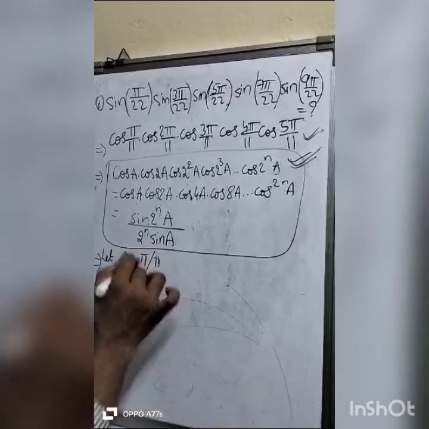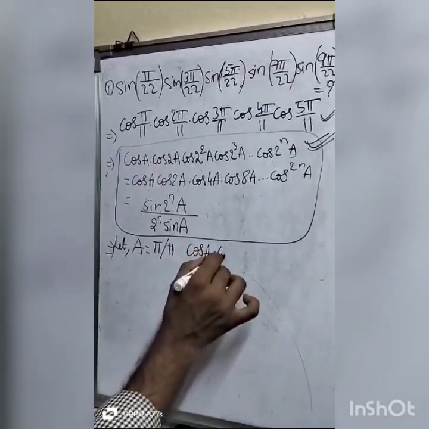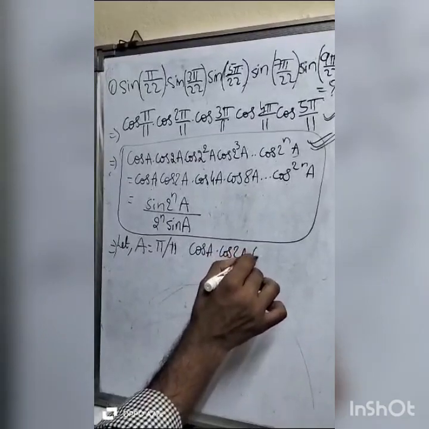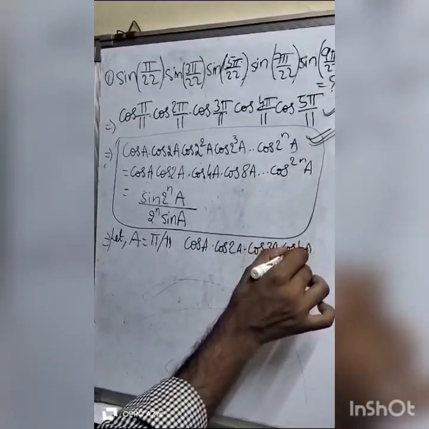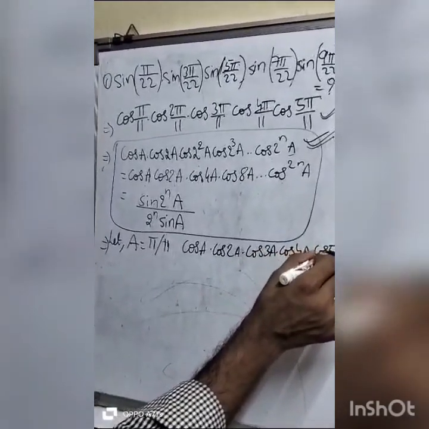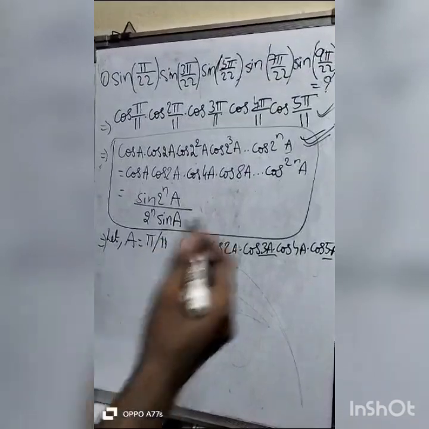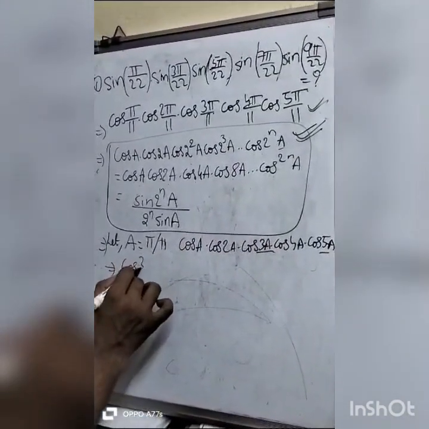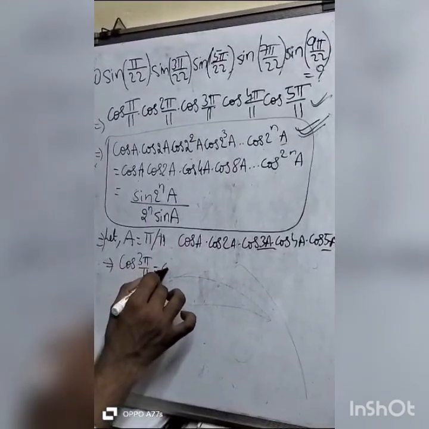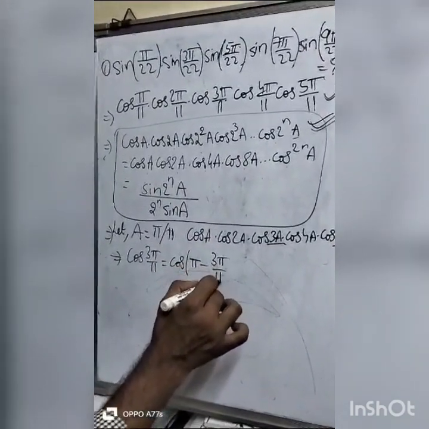After assuming this, I will write it from the above expression as cos a into cos 2a into cos 3a into cos 4a into cos 5a. But we should not have these odd numbers. So how do we remove them? So I would like to write this cos 3 pi by 11 in terms of cos of pi minus 3 pi by 11.